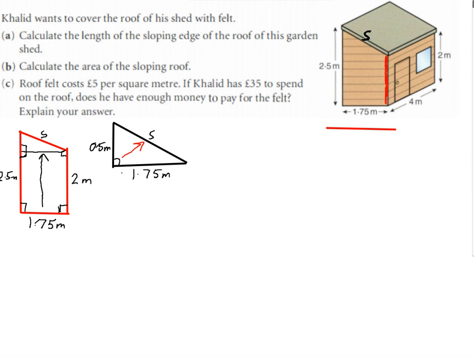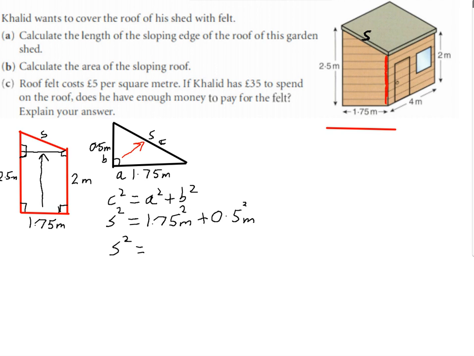So call one side A, one side B, one side C. C squared is equal to A squared plus B squared. We can substitute in all our values. So C, the hypotenuse, is the sloping length S that we're trying to find. A is 1.75 metres. And B is 0.5 metres. These should be squared.